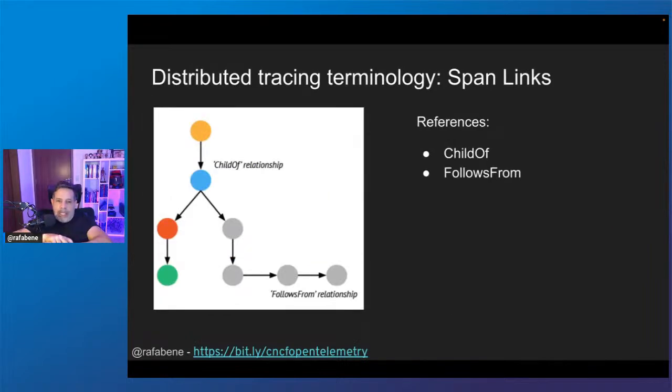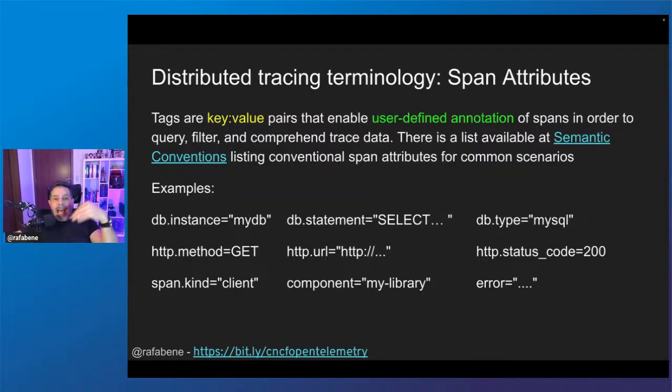So a span link is a reference to another span. It can be a child of or a follows from. Child of is when one span is a child of another span, just like the name says. Follows from is when it's a serial call, when you have a span calling another span and it calls another span.